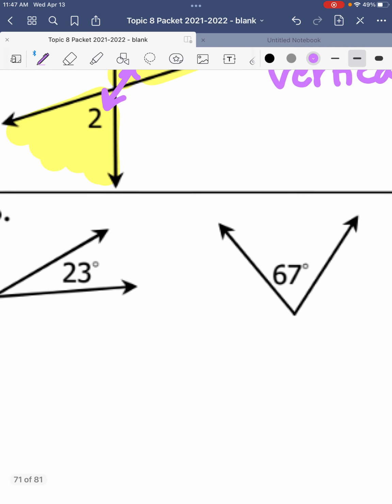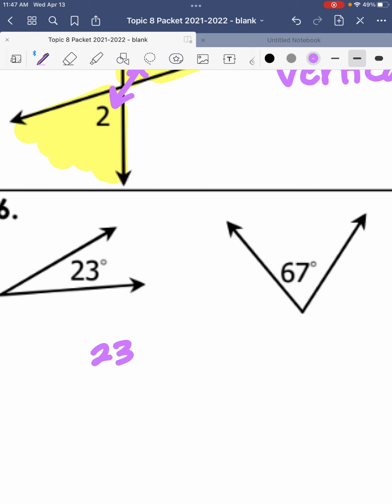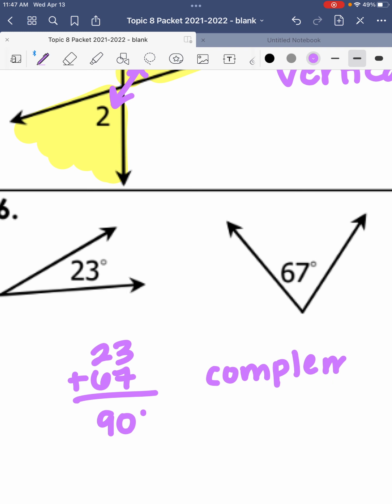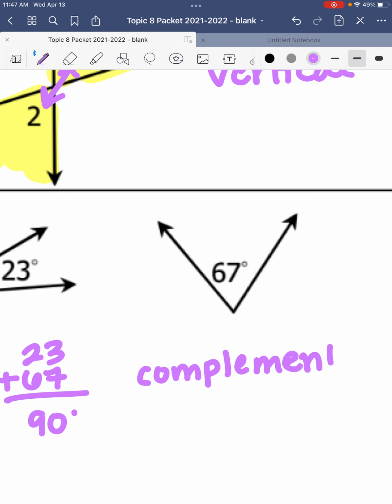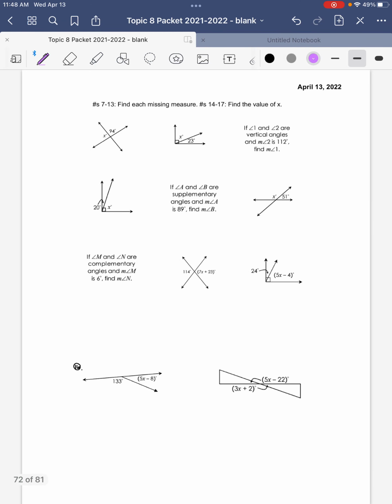Okay, number 6 is kind of the same thing. 2 independent angles. One is 23 degrees, one is 67 degrees. 23 plus 67, when I add that together, I get 90 degrees. So together, these are complementary angles. Okay, moving on. So for numbers 7 through 13, we're going to find each missing angle measure.